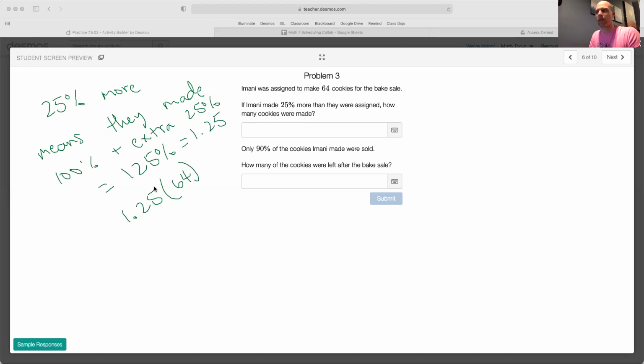we should be fine. And I know 0.25 is the same as a fourth, so really if I just figure out what a fourth of 64 is in my head, 16, then add that on to 64, I'm pretty sure this answer is going to be 80.